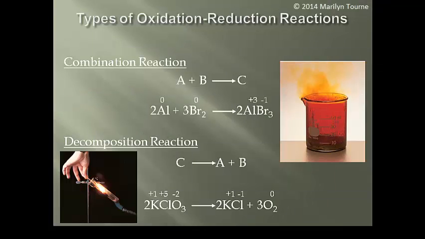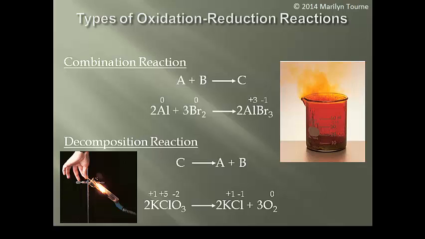I want to start by talking about the most common oxidation-reduction reactions. The first one we're going to talk about is combination. A combination reaction is one in which two or more substances combine to form a single product. As an example, I use aluminum plus bromine yields aluminum bromide, and you can see it's a redox reaction because there is a transfer of electrons.